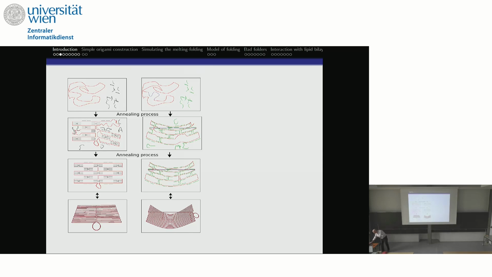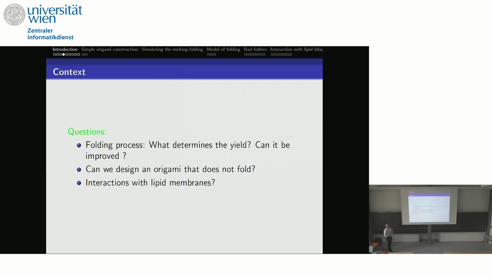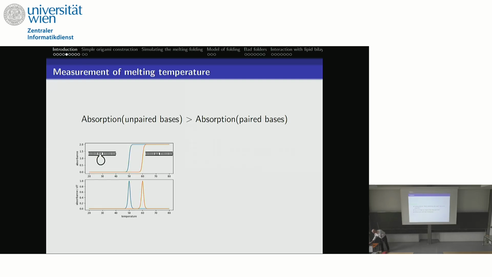Okay, and for that, I need some modeling. So I want to discuss three simple questions. The first, as I said, is how the folding process goes. The second question is, are there conditions where this folding doesn't happen or happens very badly? And if I have time, at the end, I will discuss the interaction with lipid membranes.